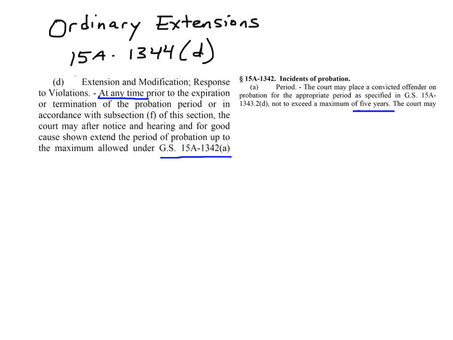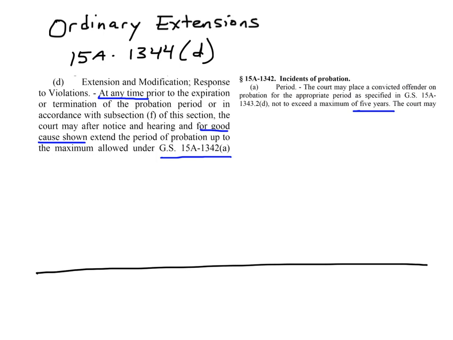And looking back at 1344(d), what you can see is that this type of extension can be done at any time prior to expiration or termination of probation, so there's no limitation as to time, and the court can do it after notice and hearing for good cause shown. So there doesn't need to have been an allegation or finding of violation before the court can extend probation under this provision. So let's work through an example to see how this looks.